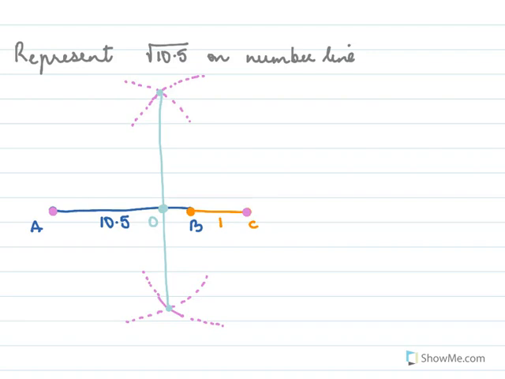Now with O as the center and the radius equal to OA, you are going to draw a semicircle. So this semicircle will exactly pass through point C.